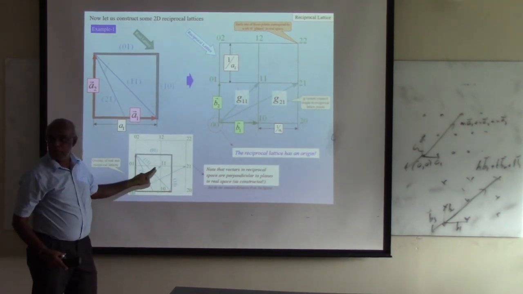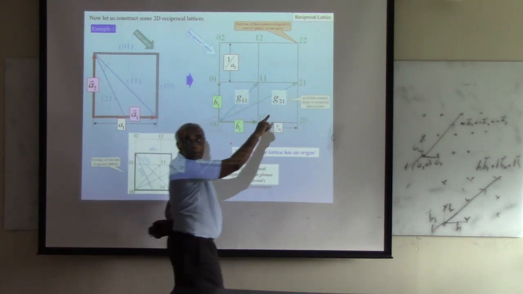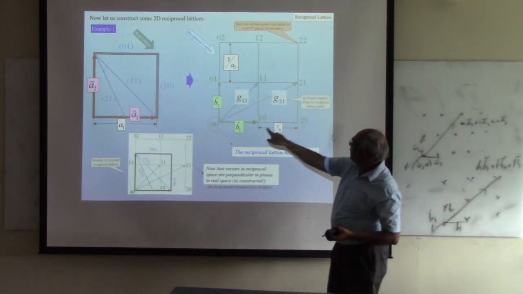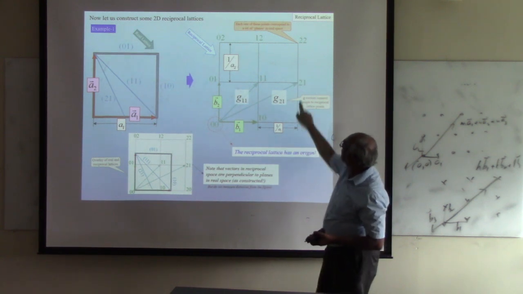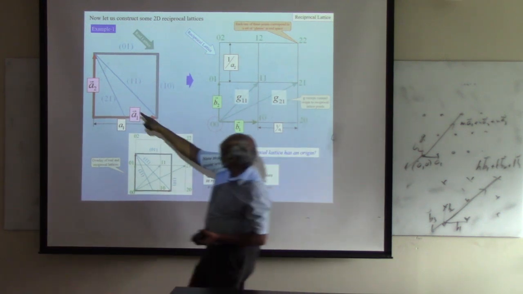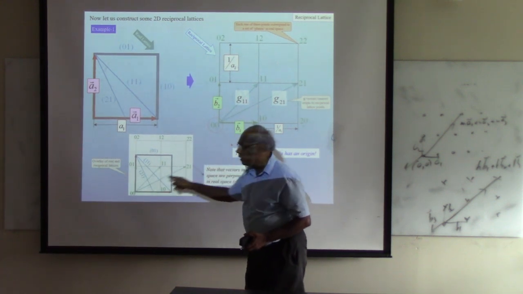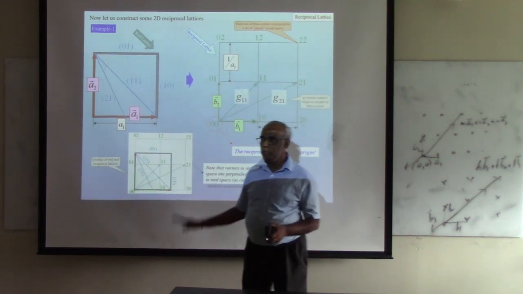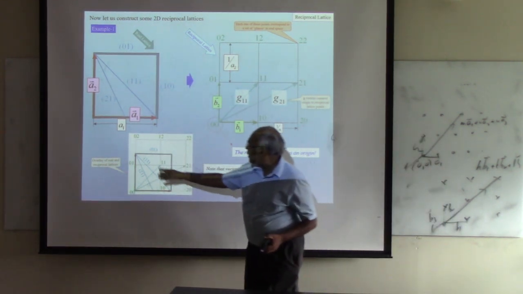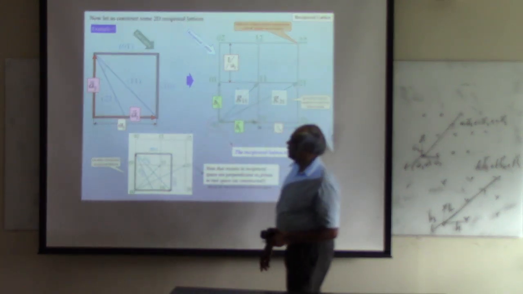Is that clear? So if you take this one, this is G21. G21 means you have 2 times B1 plus 1 times B2, right? So G21 should also be perpendicular to the 21 plane. You can see G21 here, they are perpendicular. Is that clear? This is a very important thing to remember. So now if I put these two together, then you can see everything, real space and the reciprocal space.